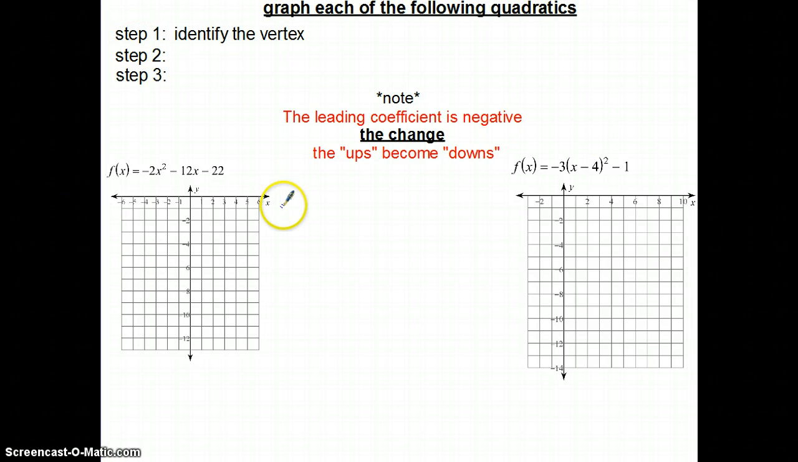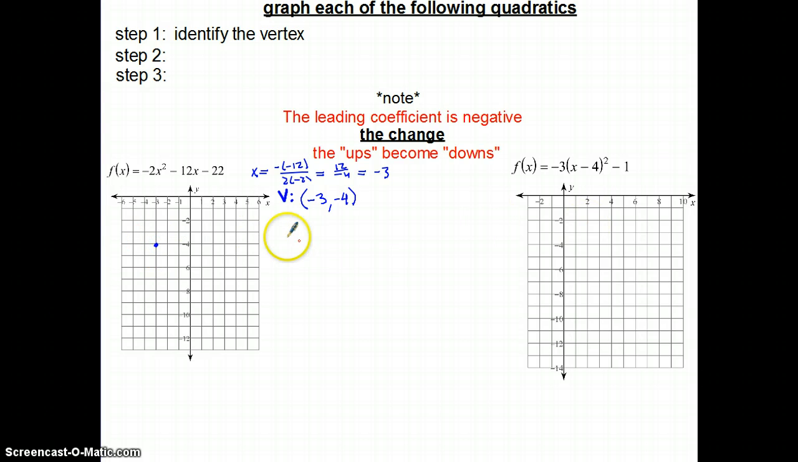Step 1, I find my vertex. In this example on the left, my vertex follows the formula where x equals -b over 2 times a. So x equals -12 over 2 times -2, which is +12 over -4, which reduces down to a -3. So the x value of my vertex is a -3. Plugging that in, you guys can do that on your own, you should get a -4. So your vertex is at the point -3, -4.